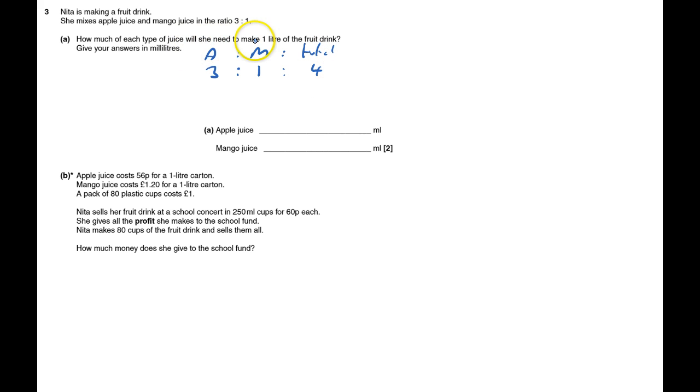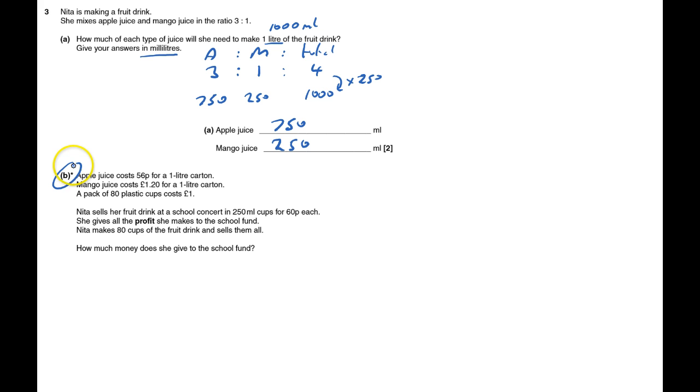How much of each type of juice do you need to make 1 litre of the fruit drink? Give your answer in millilitres. 1 litre is 1,000 millilitres. If in doubt, it's always 1,000. And that is not apple or mango, it's a total, so that's 1,000 there. And to do that, I have to times by 250. So times this one by 250 will give me 250. Times that by 250 will be 750. So it's 750 millilitres of apple and 250 millilitres of mango.